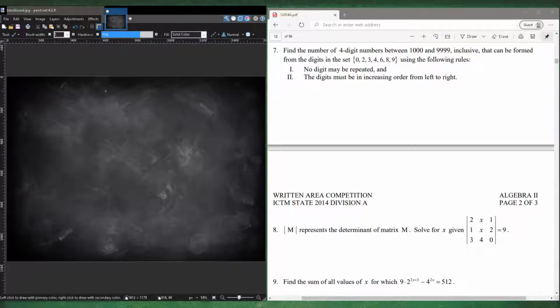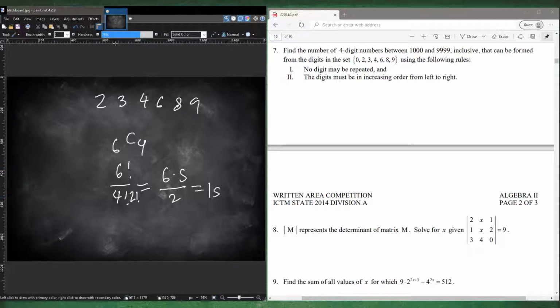And if it's in the beginning, then it's not a four-digit number. It's going to be a three-digit. So you can only use 2, 3, 4, 6, 8, and 9. Out of these, you have to choose 4. So you could just use 6, because there's 6 numbers. Choose 4. So 6 factorial over 4 factorial times 2 factorial equals 6 times 5 divided by 2, which is 15. And that's your answer for number 7.